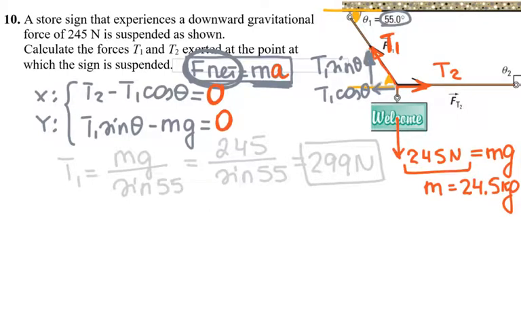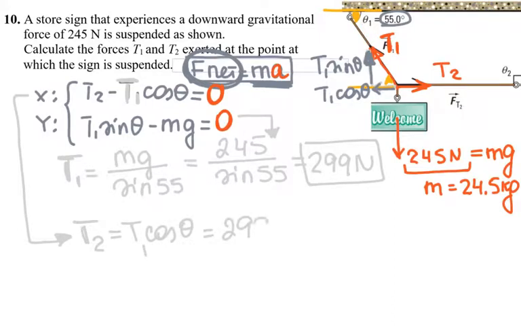And then now, since I know T1, I can use the first equation, solving system of equations. Like I mentioned earlier, it's very important for AP Physics, solving system of equations. So I'm going to plug in T1 into my first equation and solve for T2. So T2 is equal to T1 cosine theta, equals 299 cosine of 55. So T2 is equal to 171.5 newtons.